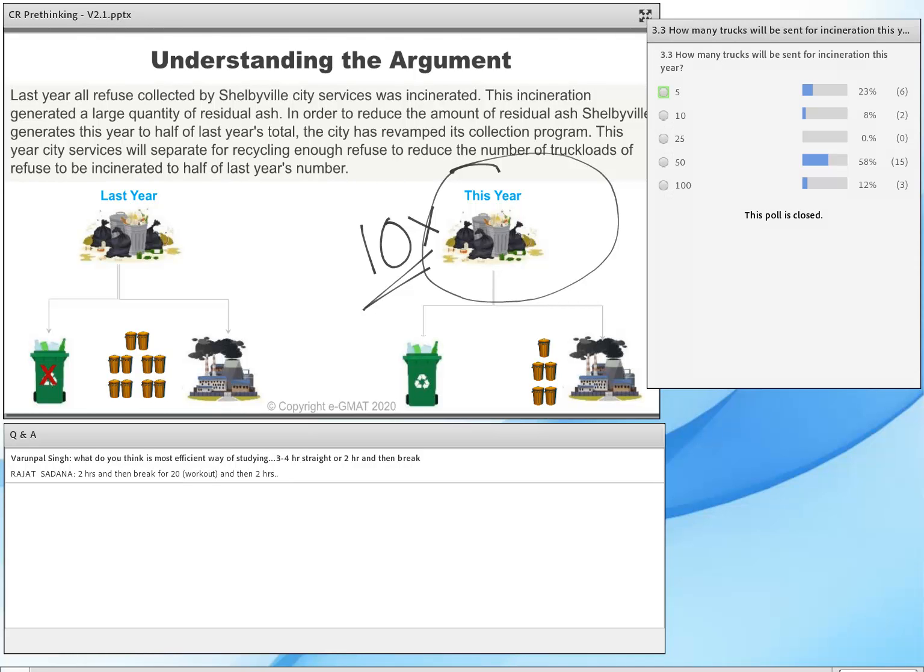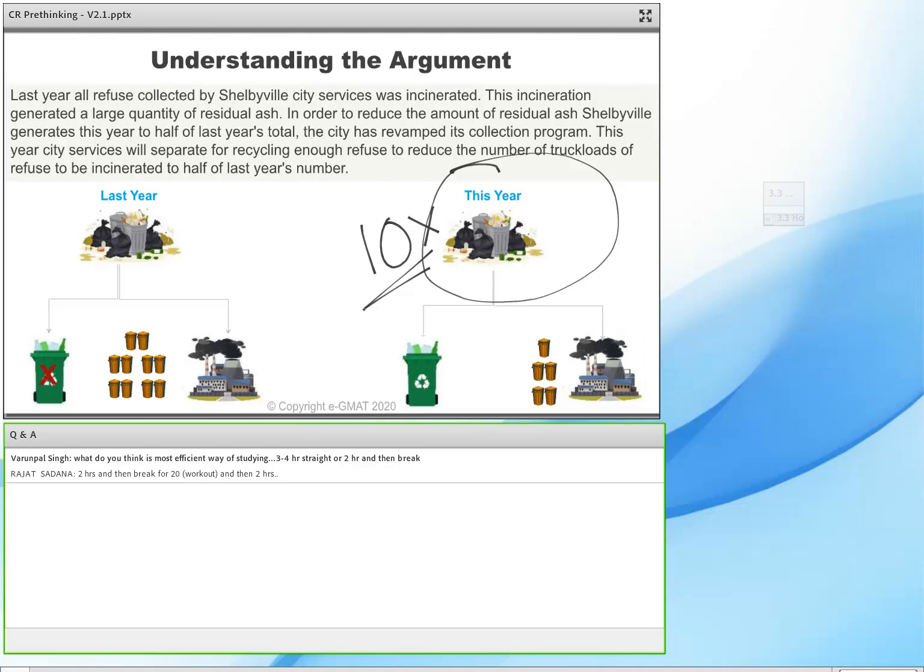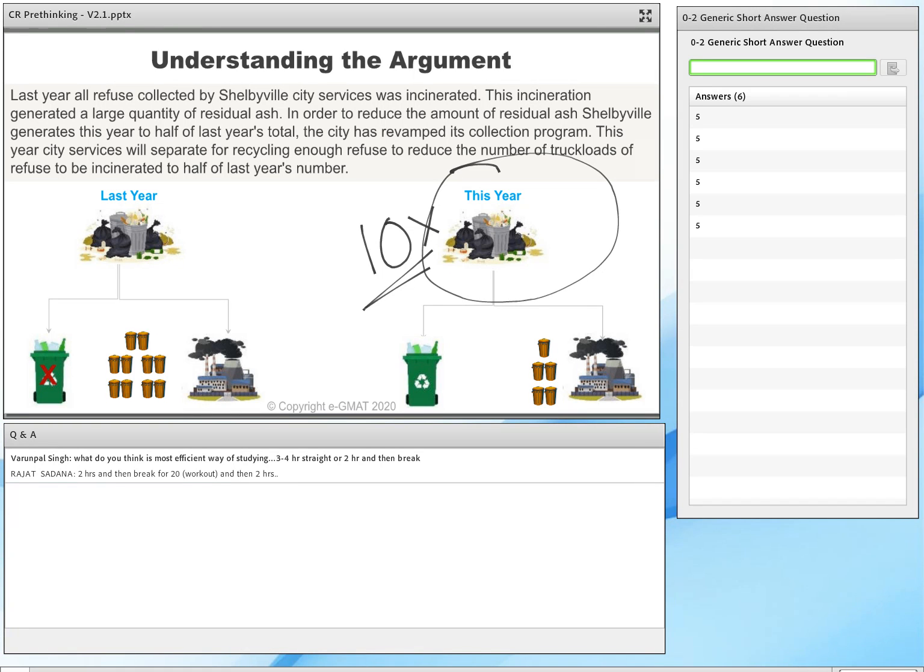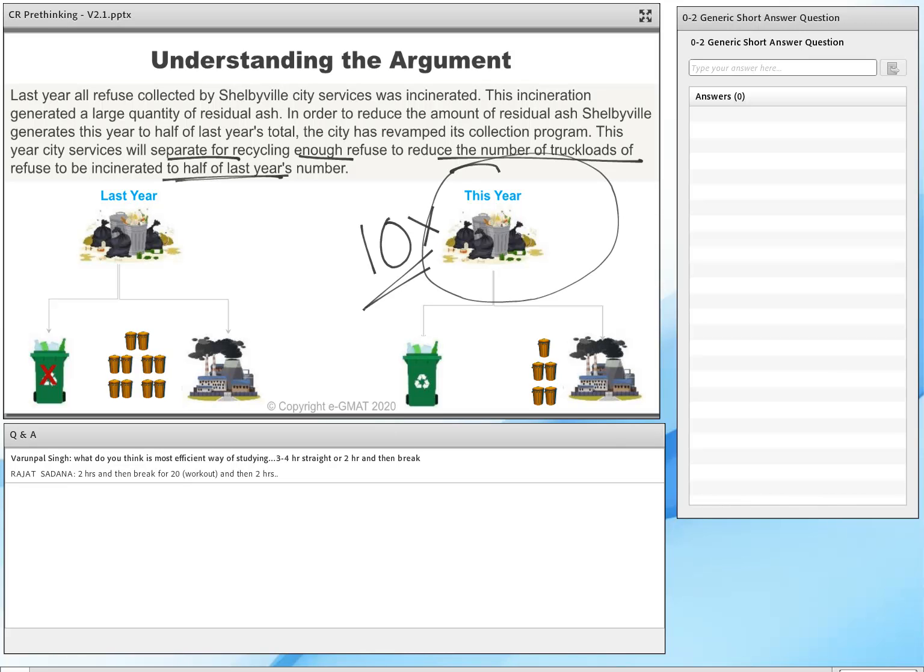And this is the beauty of language. Only 6 of you got this right. The correct answer is 5 and not 50. And let's kind of see why it's 5. And this is where understanding the argument comes in. Let's read the last statement here. This year, city services will separate for recycling enough refuse to reduce the number of truckloads to be incinerated to half of last year's number.